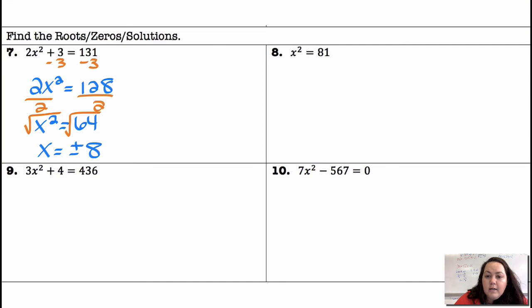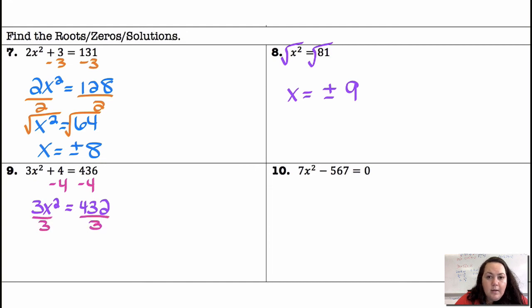Number 8, x squared equals 81. I'm going to take the square root of both sides. I'm going to get x equals positive or negative, the square root of 81, which is 9. On this next one, I'm going to get x squared by itself, so I'm going to subtract 4 on both sides. That gives me 3x squared equals 432. Divide by 3, and I get x squared equals 144. 144 is a perfect square, so I take the square root of both sides, and I get x equals positive or negative 12.